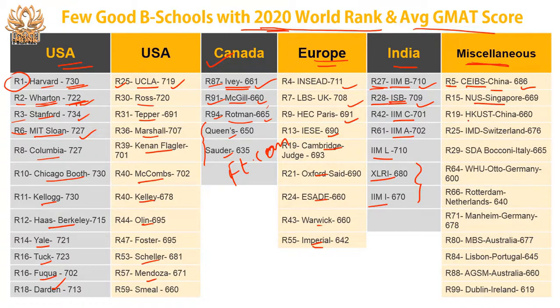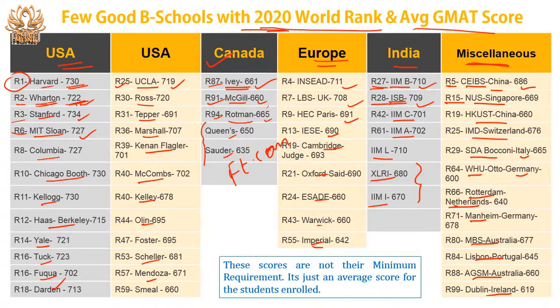Then NUS Singapore, National University of Singapore is a very good B school and the ranking is 15. Then HKUST China, IMD Switzerland, then Italy, then in Netherlands there is Rotterdam, then Mannheim, Germany, Melbourne Business School in Australia. These are few very good business schools in different countries. So this will give you a good idea of what are the B schools in which country. You can do more research on B schools. So these scores are not their minimum requirement, it's just an average score for the students enrolled.